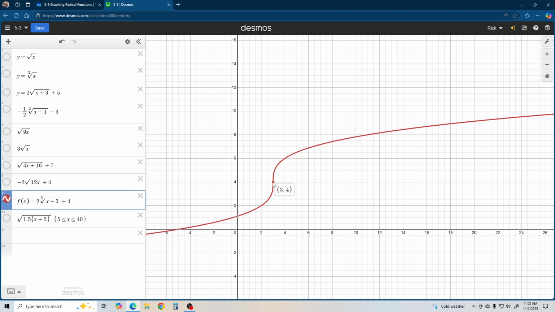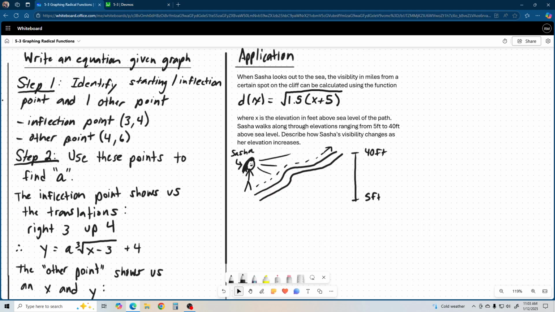So you want to write that down. You want to write down 3, 4, and then the other thing you want to do is just find some point that works. It looks like this would be a good point, and it is, right? So we can use 4, 6 as our other point. So you'll notice that what I did is I wrote down the inflection point as 3, 4, and I wrote down our other point as 4, 6, right?